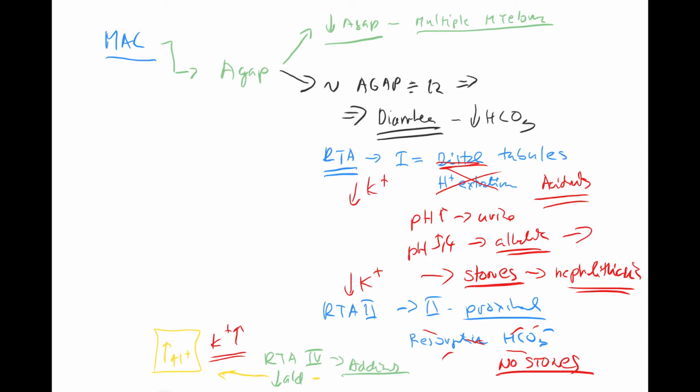And let's get to the most important ones, and those are the metabolic acidosis with increased anion gap. So now we're heading to metabolic acidosis, but with increased anion gap.